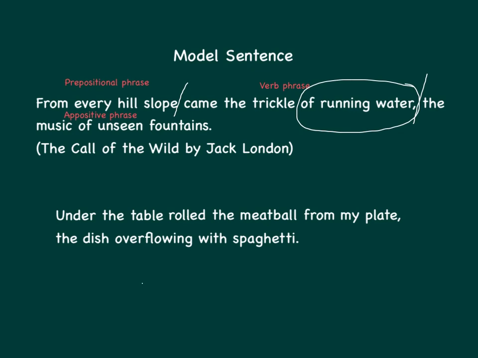Here we go. The dish overflowing with spaghetti. So this phrase is an appositive phrase. It further identifies my plate. There is my sentence imitation. Under the table rolled the meatball from my plate, the dish overflowing with spaghetti. I've just imitated the writing of the famous classical writer Jack London. I hope that one day I can be as famous as him.